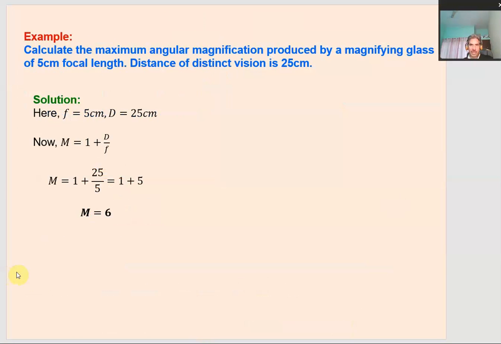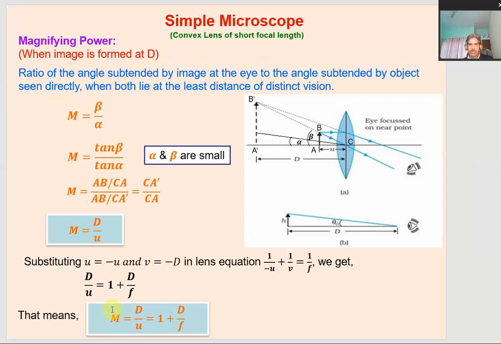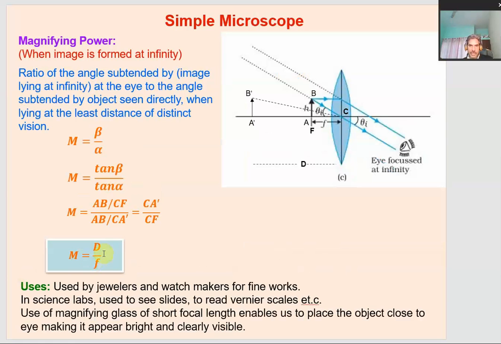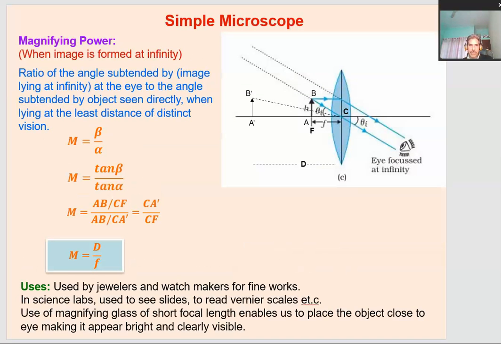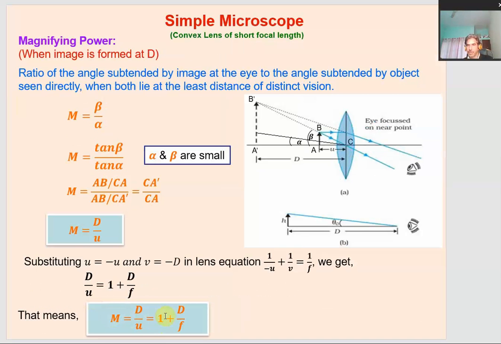Let us take one question here in order to digest what we have just discussed. The question is, calculate the maximum angular magnification produced by a magnifying glass. So we are talking about the simple microscope, and we have to calculate the maximum angular magnification. As we have discussed, there are two values of magnification which we can achieve in case of a simple microscope. One is 1 plus D upon F, the other is simply D upon F. So if the question asks for the maximum angular magnification, we have to take the higher value, 1 plus D upon F.